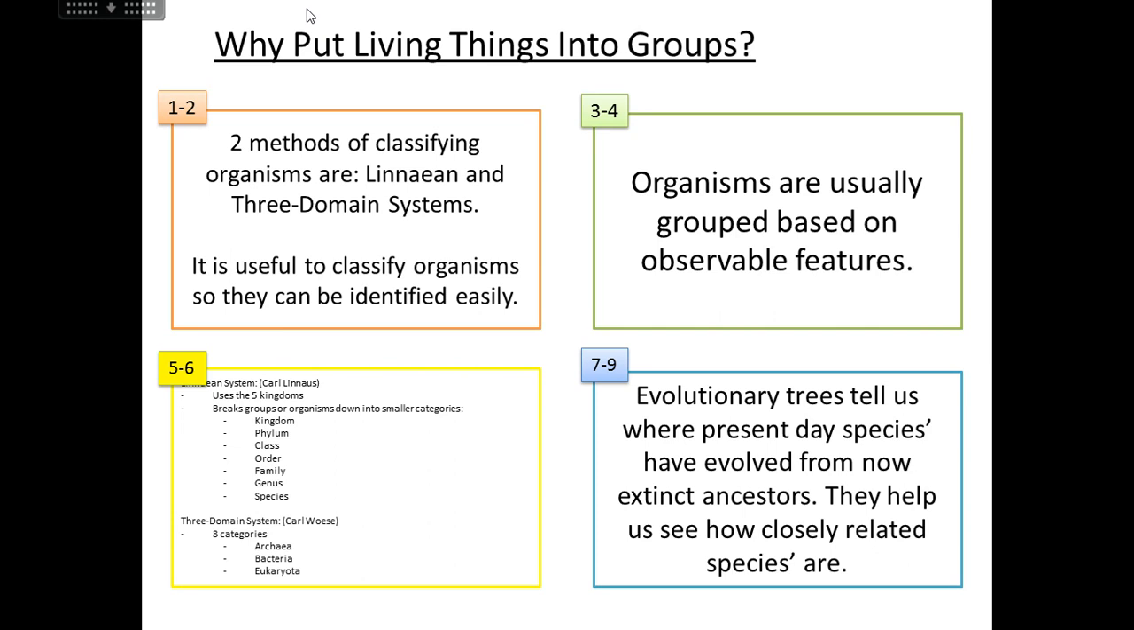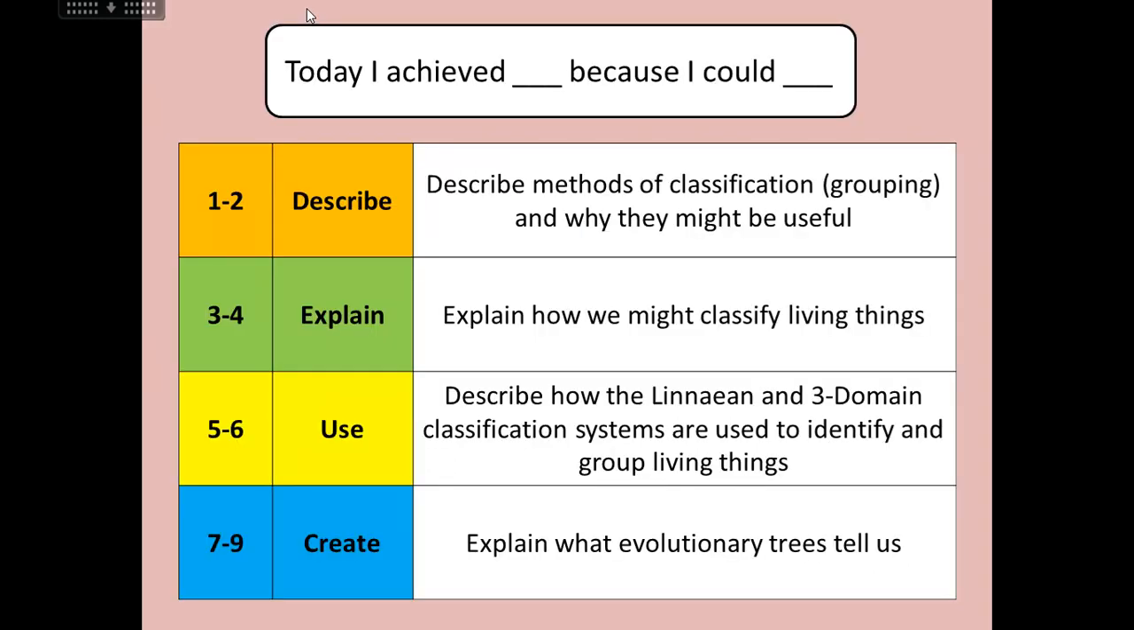So decide where you got up to. Where did you achieve today? Make sure you write, today I achieved, and then the word. So today I achieved describe, explain, use or create, and then because I could, and then choose the white box that goes with that colour. Pause the video if you need to, by the way.